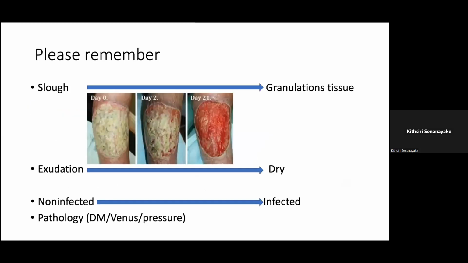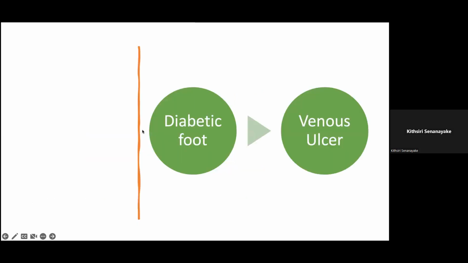Okay, so again, same thing. I have discussed what to use for sloughy wounds, exudating wounds, dry wounds, and infected wounds. Diabetic and venous ulcers are different topics. Actually, these are very long topics, and there is a lot to talk about those things.